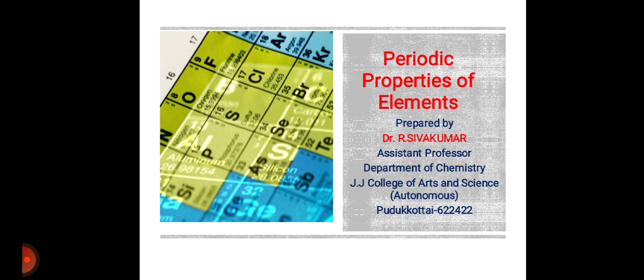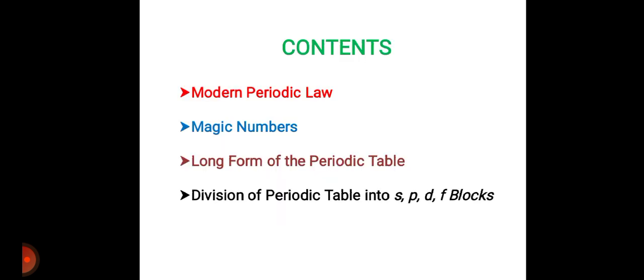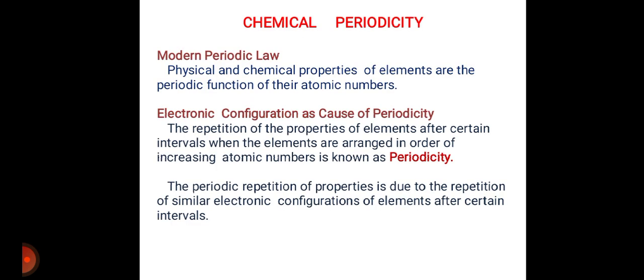Now we will discuss what is the modern periodic law and what is a magic number, then the long form of the periodic table, and last, the division of the periodic table into s, p, d and f block elements. So let us see what is the modern periodic law.